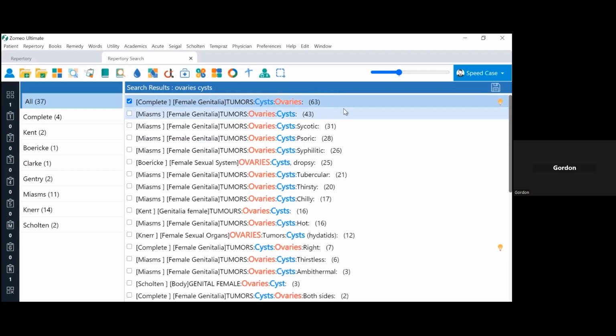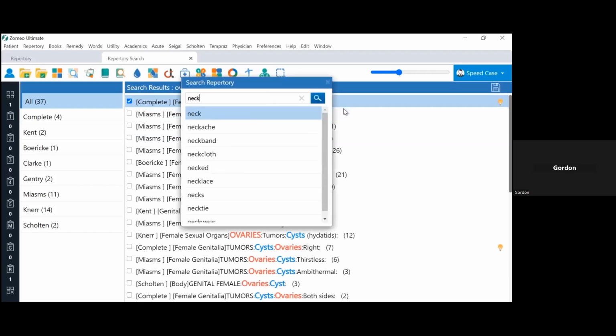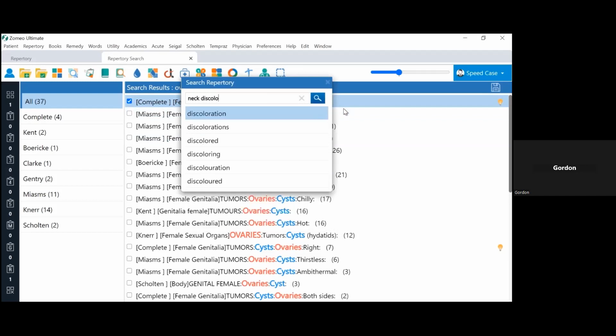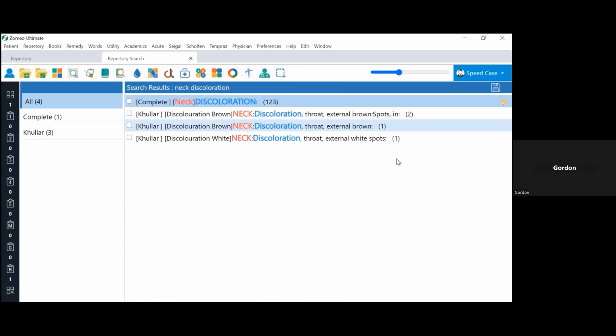We now go on to our next symptom, which is discoloration in the neck region. So again, I do a Control S and I write neck discoloration. As you can see, it auto suggests the spelling as well. So I click on neck discoloration. I get 4 results, out of which I select the very first one with 123 remedies. Now this is done so that I don't miss out on any homeopathic medicines.